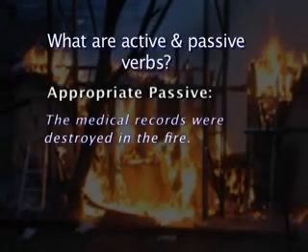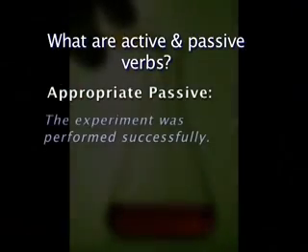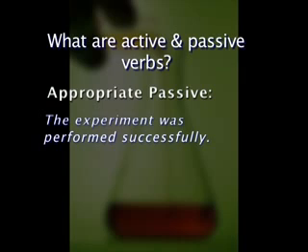Here are two examples of sentences appropriately written in passive voice. In the first sentence, the writer could have said, "The fire destroyed the medical records." But since there was important information lost, the writer used passive voice to emphasize the records rather than the fire. In the second example, the writer could have said, "I performed the experiment successfully," but that would have made the speaker the most important element of the sentence. To keep the emphasis on the experiment, the writer used passive voice.